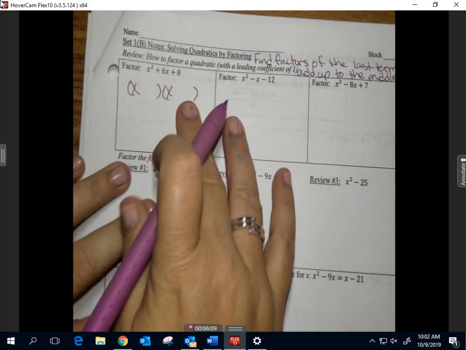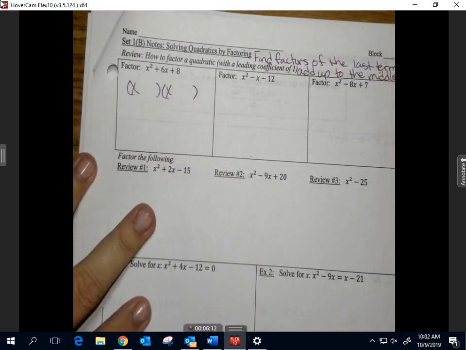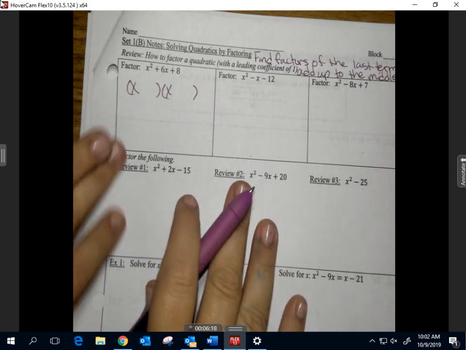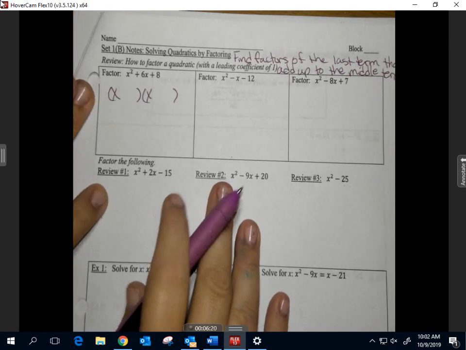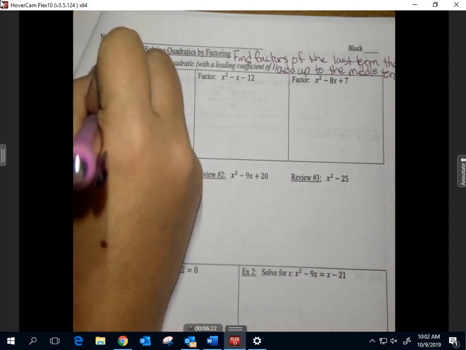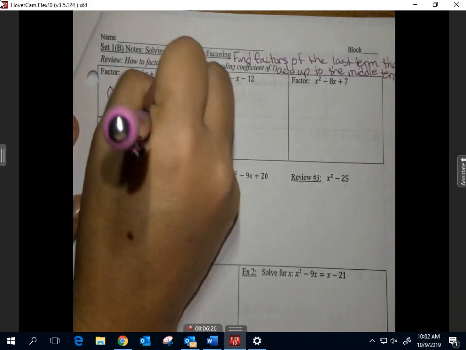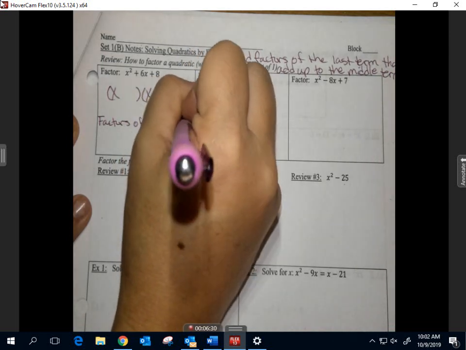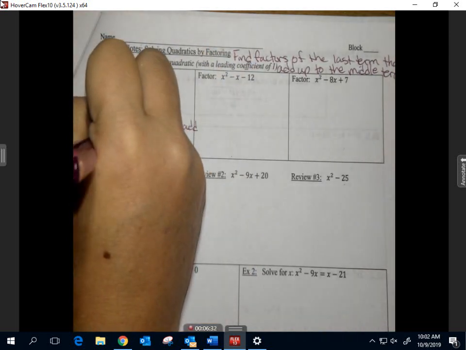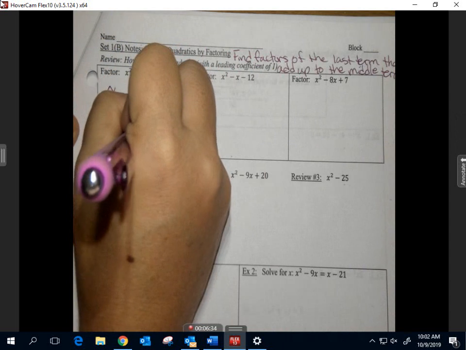So they're all going to start with x, okay? Because our leading coefficient is 1. All of our factors will start with x. Got it? Now here comes the harder part. So we are going to look for factors of 8 that add up to 6.